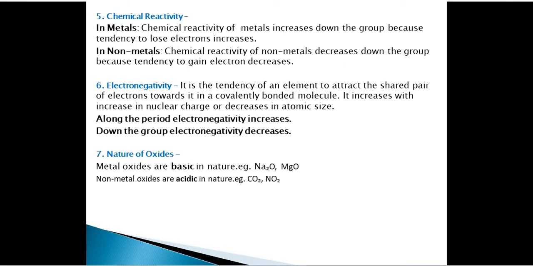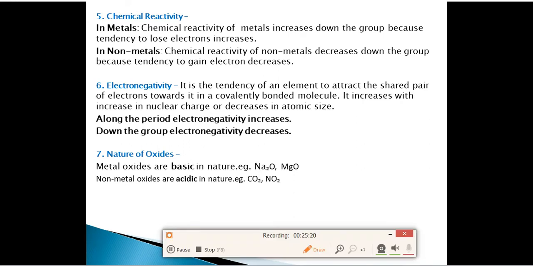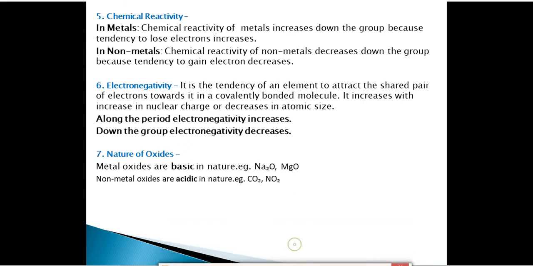Now we will be reading about chemical reactivity. In metals, chemical reactivity increases down the group because the tendency to lose electrons increases. Means reactivity of the metals will increase when we move from top to bottom in a group, because their tendency to lose electrons increases. Right? For non-metals, the chemical reactivity will decrease down the group because the tendency to gain electrons decreases.